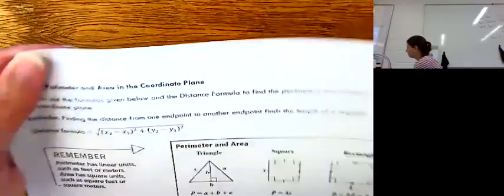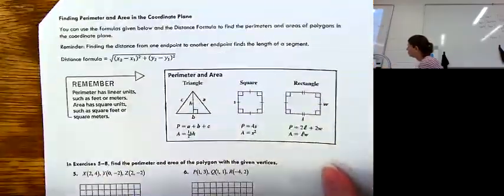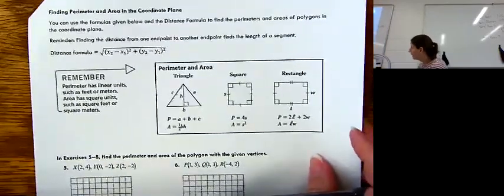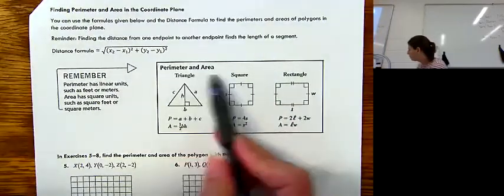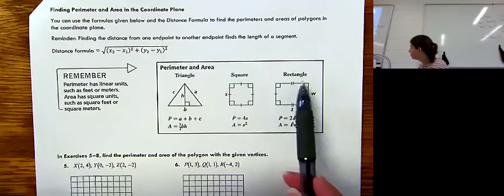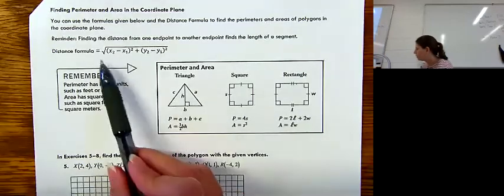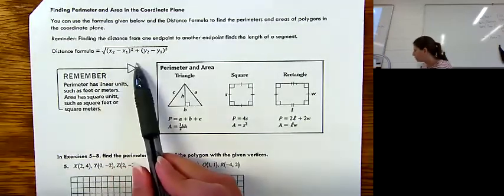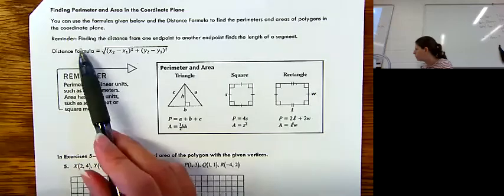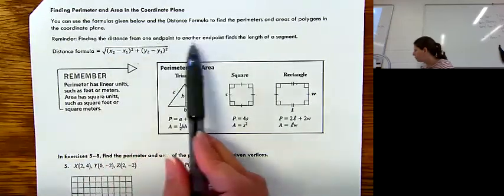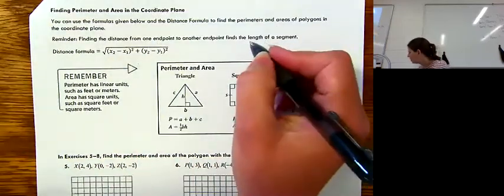The second part of this is taking 2 skills, one of which you learned earlier this week, and that is using the distance formula, and then something back with your basic perimeter and area of triangles, squares, and rectangles. In fact, on 1.3, one of the last problems had you find the perimeter of a triangle, and you had to use the distance formula to do this. Just remember, the distance formula from one endpoint to the other actually finds the length of the segment.